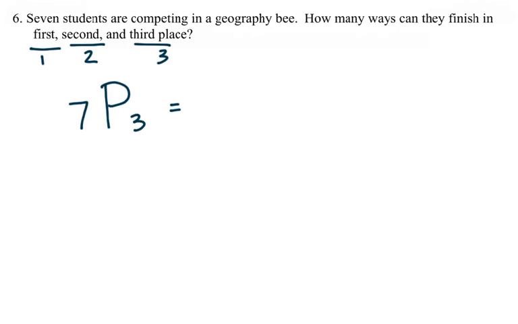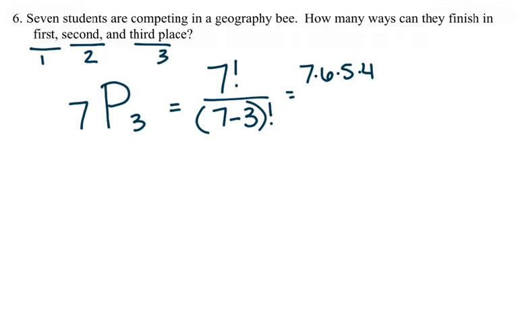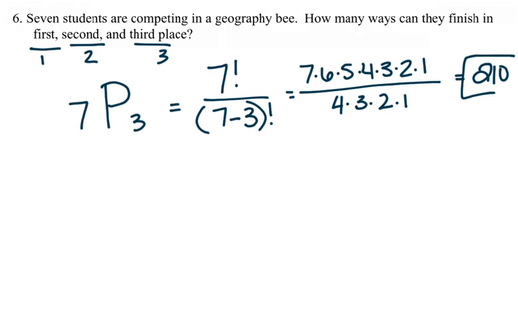So if I use the formula, I'm going to have 7 factorial on top, and on the bottom, 7 minus 3 factorial. So remember, 7 factorial is like this. If you don't have a TI-84 calculator, which you don't need, and on the bottom, 7 minus 3 is 4, so 4 times 3 times 2 times 1. So if I do this, I get 210 ways.